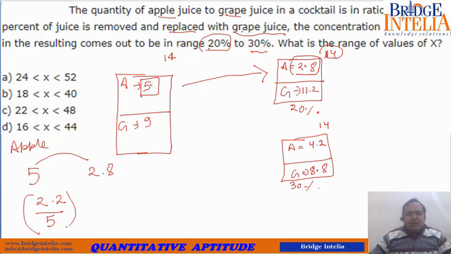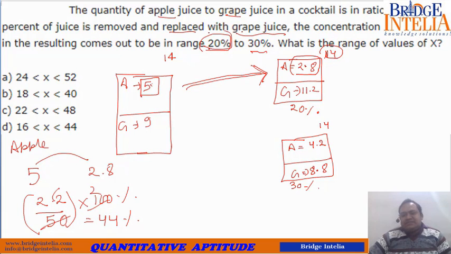If you convert this in terms of percentage, this comes out to be 44%. So if you want to go this route, if you want to achieve this, you will have to take out 44% of the liquid out and then replace it with orange juice. So this is the answer, because none of the other answers contain 44. But still, let's solve the other part as well.